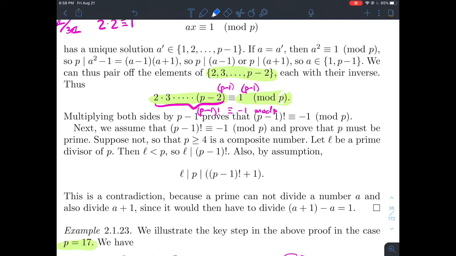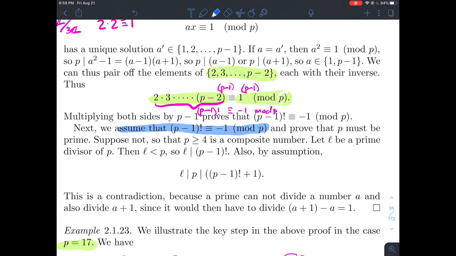But then what else do I know by assumption? I have assumed that p minus 1 factorial is congruent to negative 1 mod p. Think of the definition of that. That says that the modulus, p, should divide this minus this. Wait a minute, that's p minus 1 factorial plus 1. So we know that L divides p, since L is one of p's prime factors, but by this hypothesis here, L also has to divide p minus 1 factorial plus 1.